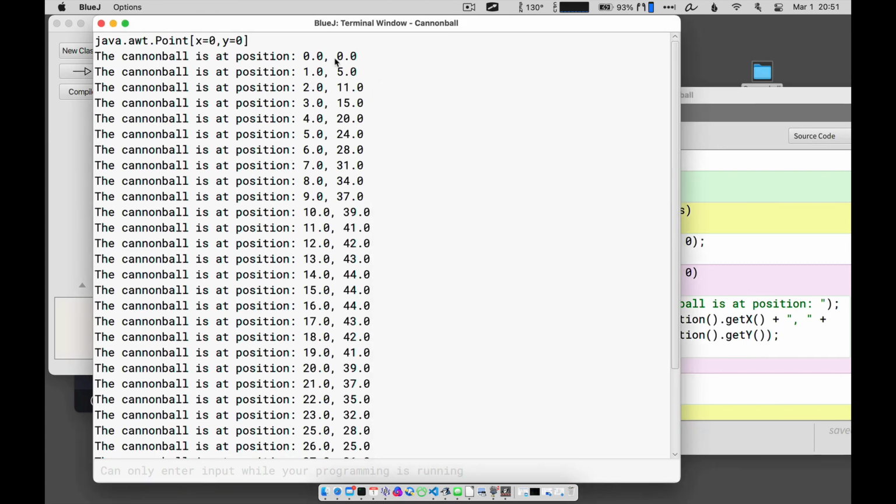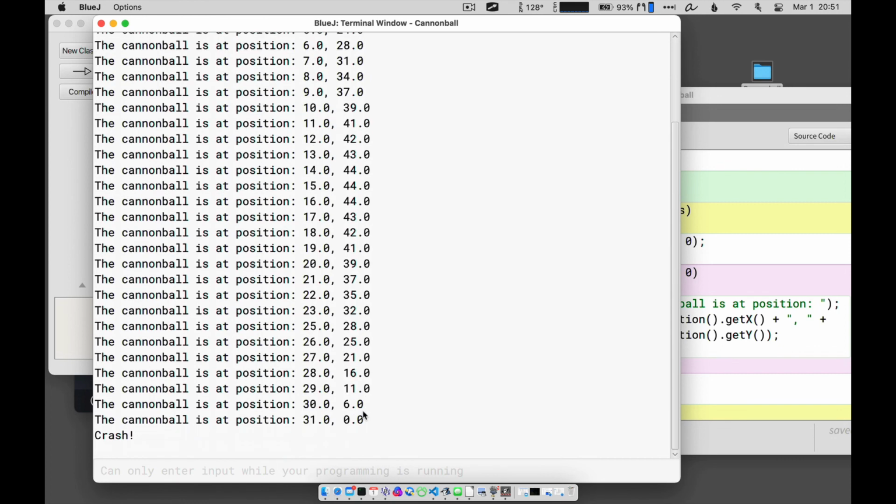And position is 0, 0, 1, 2, 3, 4. So it's just trucking along very nicely. Here's the Y position going up in the air, then starting to fall back down, 43, 44, 44, and it's coming down, and finally it hits 0, and after that, boom. Must have hit a negative value there. So it landed 31 meters away from where it was launched into the air.